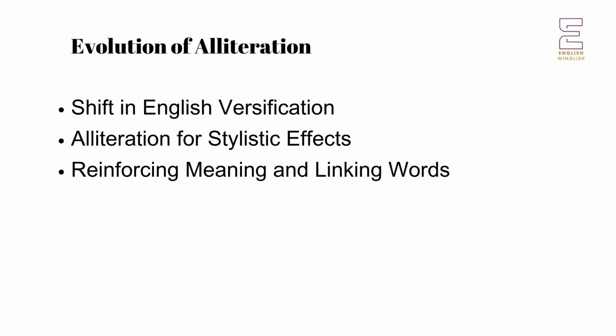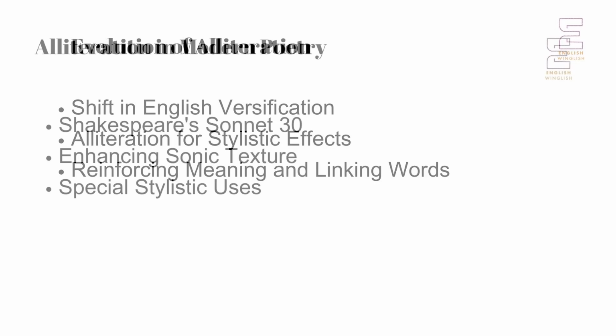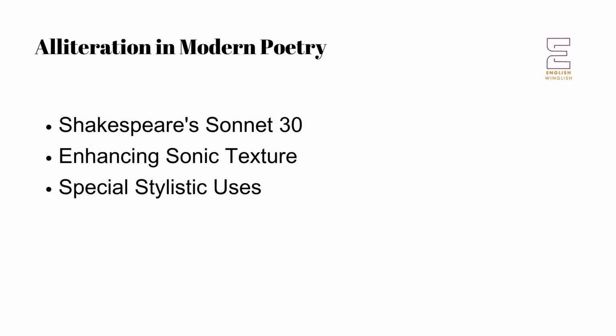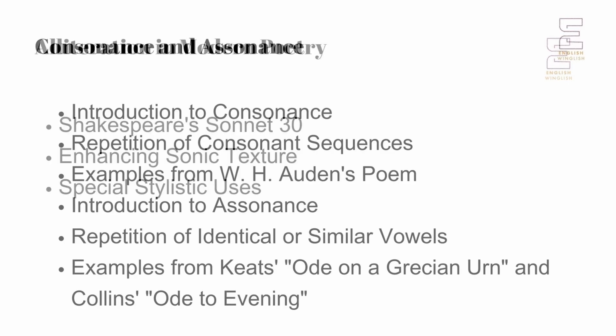Shakespeare's Sonnet 30 exemplifies this, employing alliteration to enrich the poem's tonal quality and enunciation of words. Apart from alliteration, other repetitive sound patterns emerged in poetry. Consonance involves the repetition of a sequence of two or more consonants, with a change in the intervening vowel. For instance, W. H. Auden's poem, "Oh, where are you going?" said reader to rider, utilizes consonants prominently for a rhythmic effect and heightened impact.